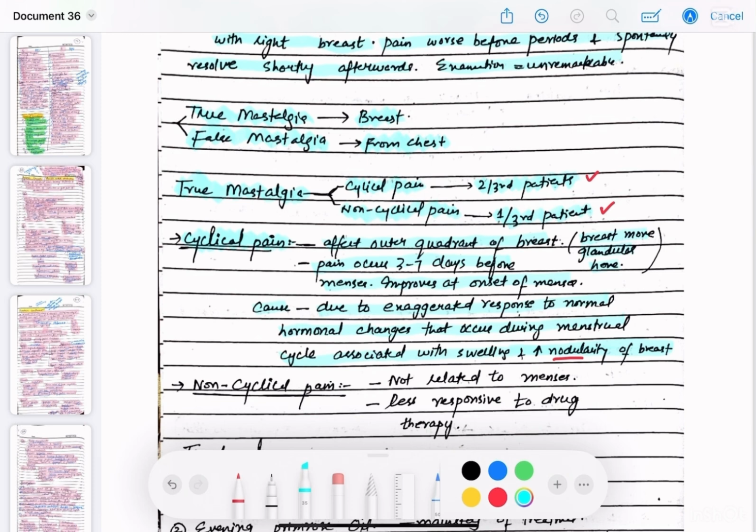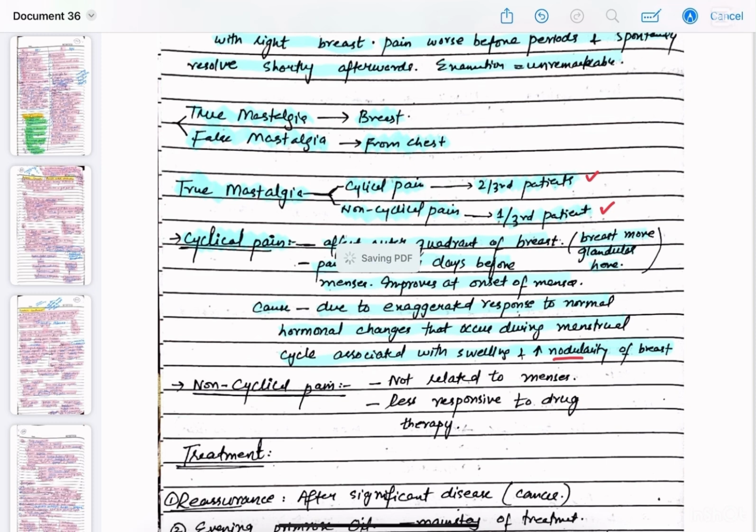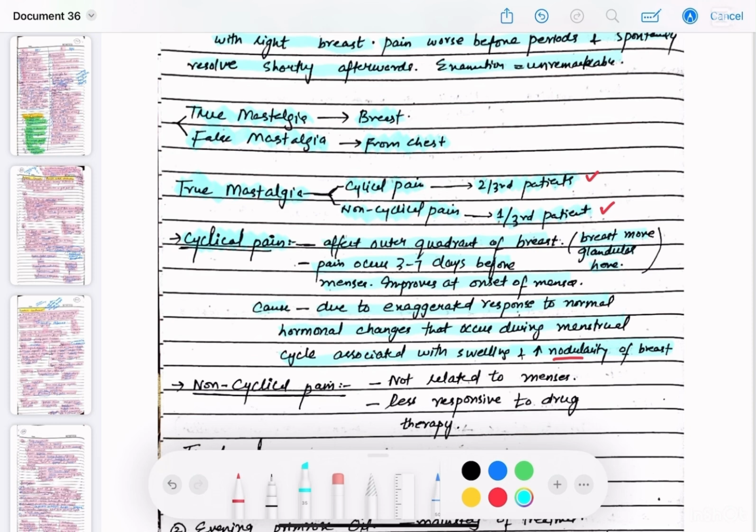The cause is an exaggerated response to the normal hormonal changes that occur during the menstrual cycle, associated with swelling and increased nodularity of the breast. The hormonal changes occur before the periods, and if there is an exaggerated response to these changes, then breast pain occurs. On clinical examination, the breast appears nodular and tender, and swelling is present.